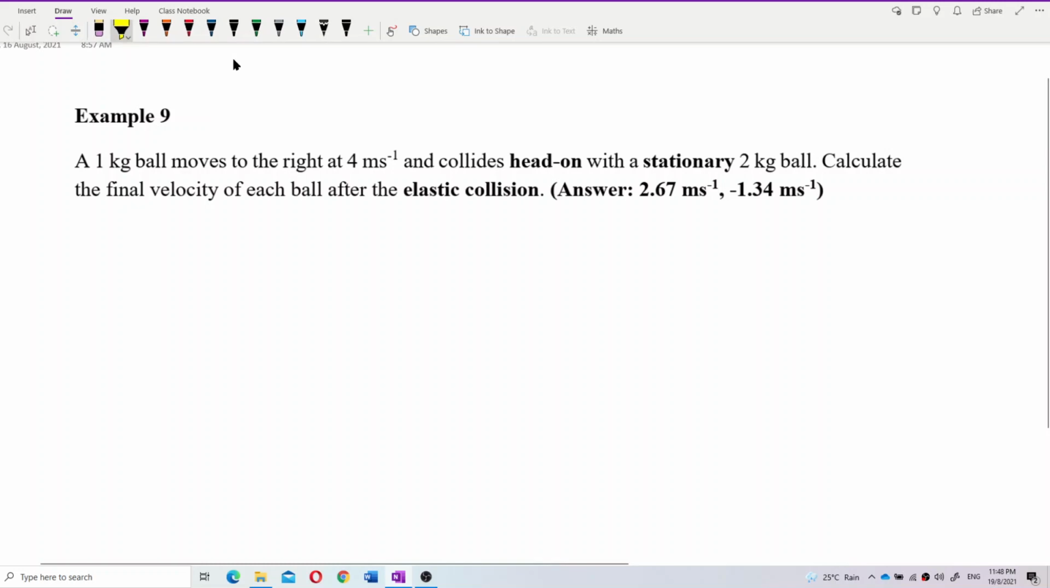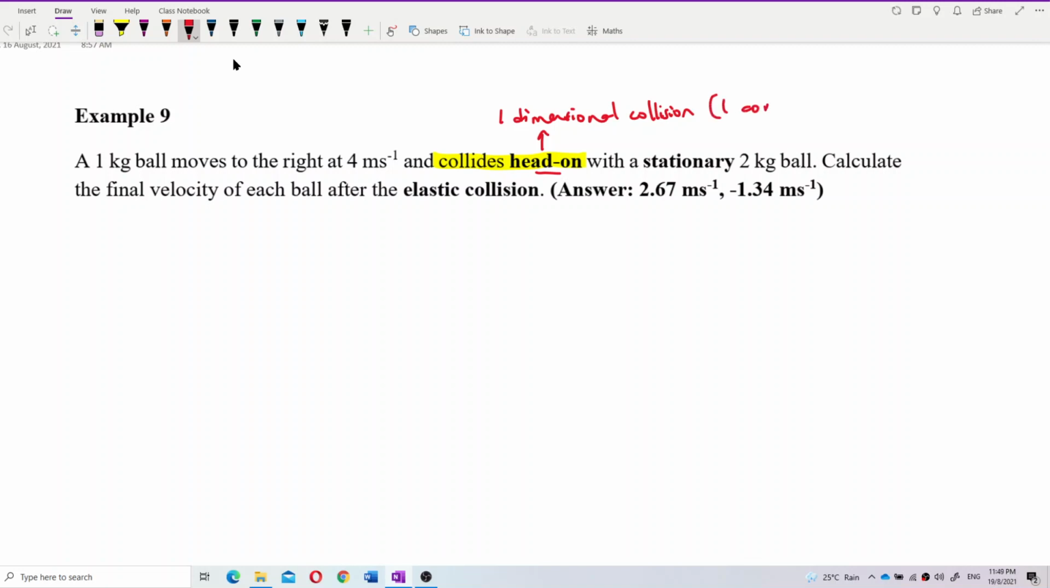First, it says collides head-on. What does head-on mean to you? A head-on collision means a one-dimensional collision. Okay, one-dimensional collision, that means we only have one component.